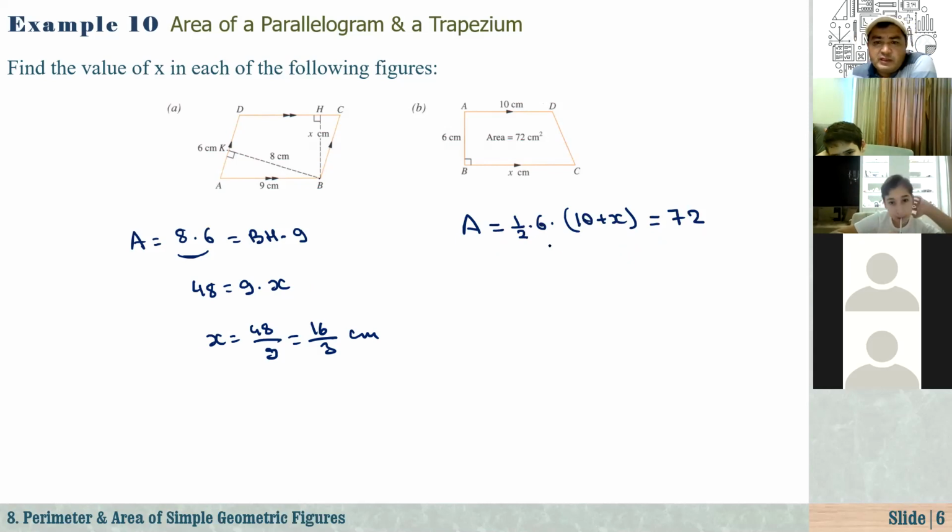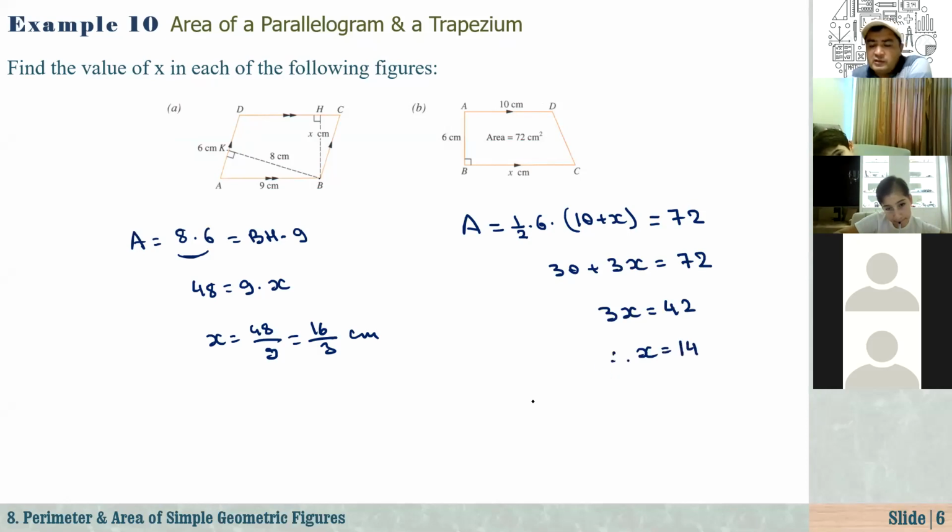1 over 2 times 6 is 3. 3 times 10 is 30. 3 times x is 3x. On the right hand side, we have 72. So 3x is equal to 42. What is x? x equals 14. So the value of x is 14.